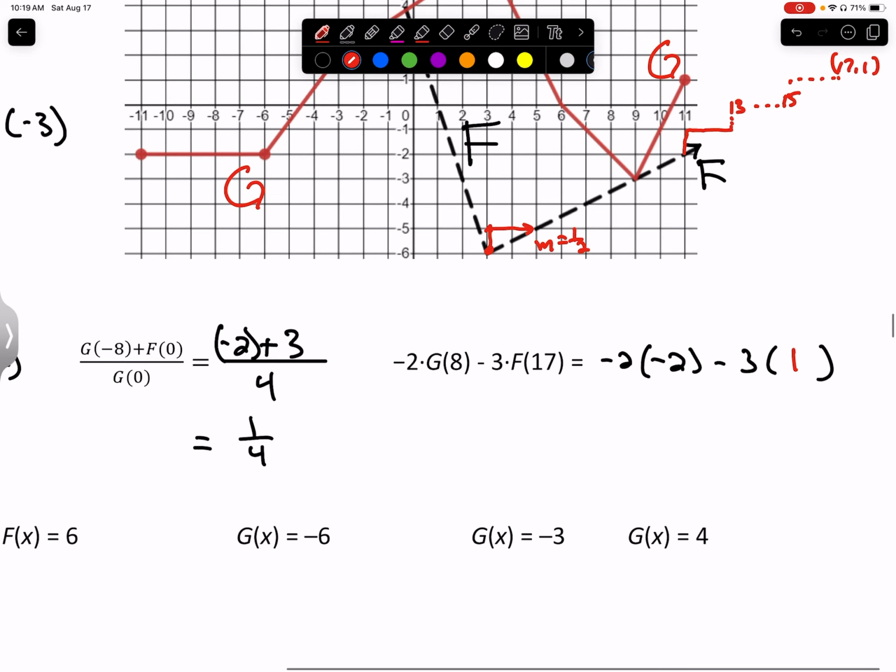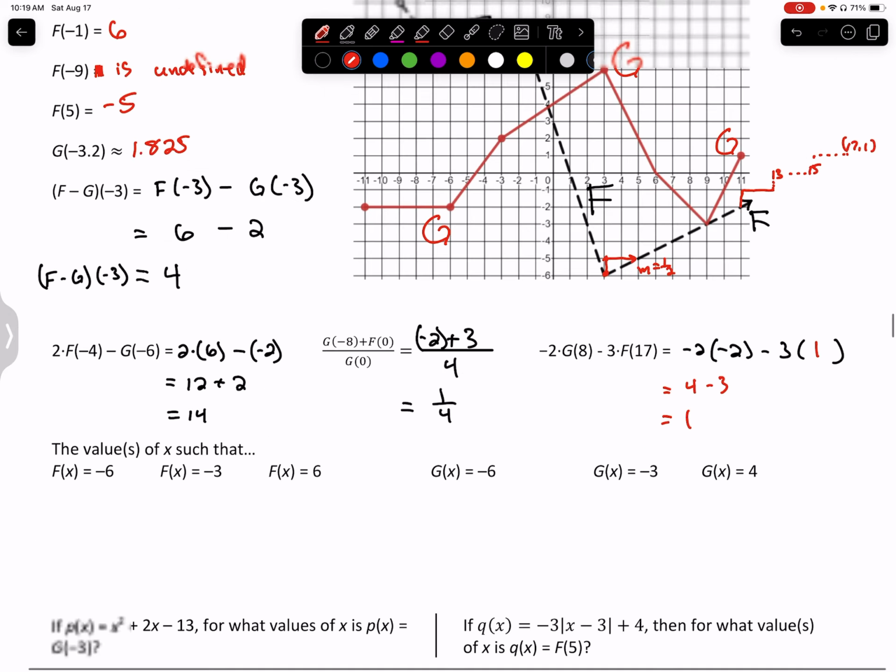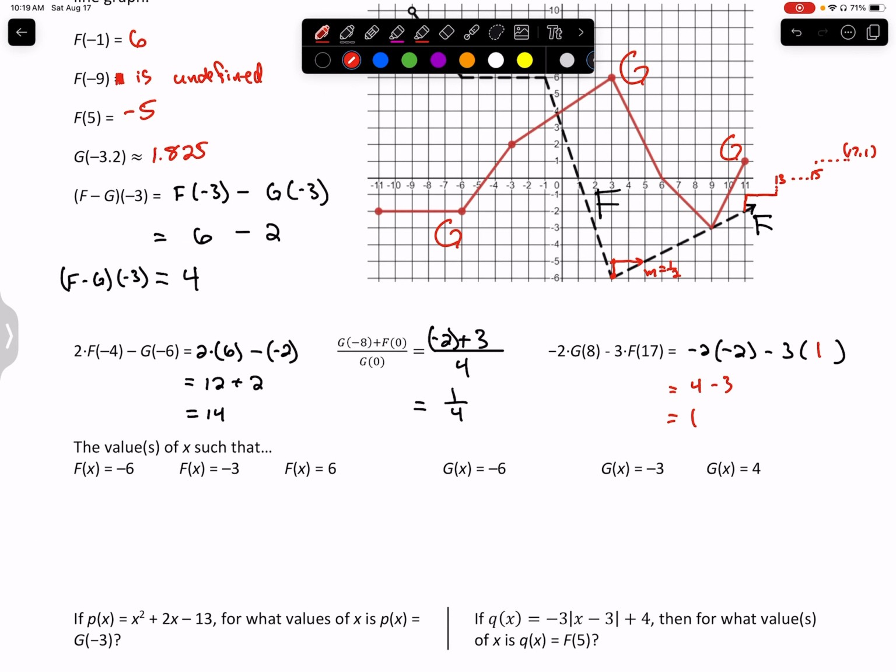So in simplifying this, negative 2 times negative 2 is 4. A minus 3 times 1 is a minus 3. 4 minus 3 is 1. So, finished. All right, let's come down here.